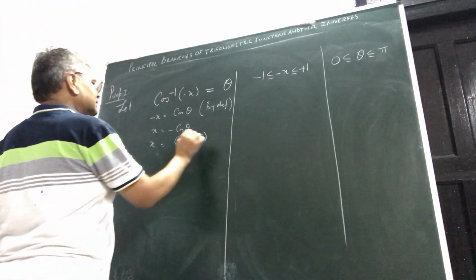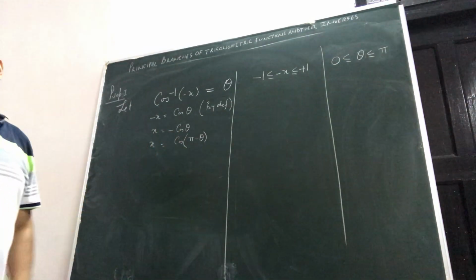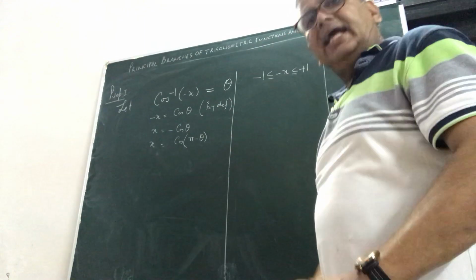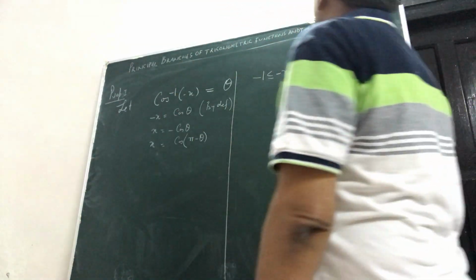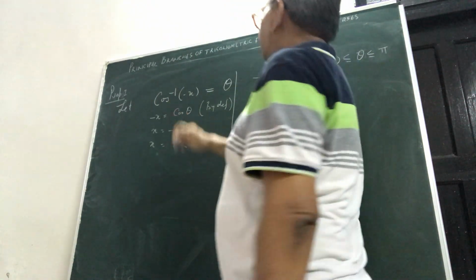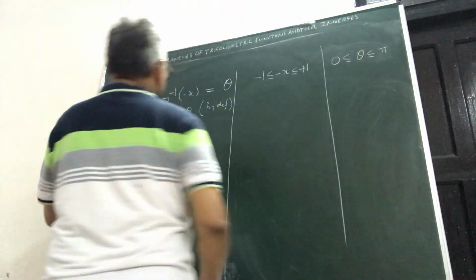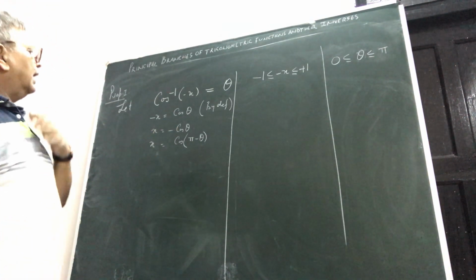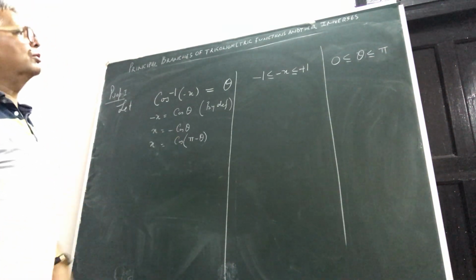Because cos of pi minus theta, you know it is minus cos theta only. But what is the purpose of writing it? If you can understand it, then you will understand this entire topic of inverse trigonometric functions. Please see what actually is happening: theta, minus cos theta. Cos of minus theta is plus cos theta, that's a good thing.